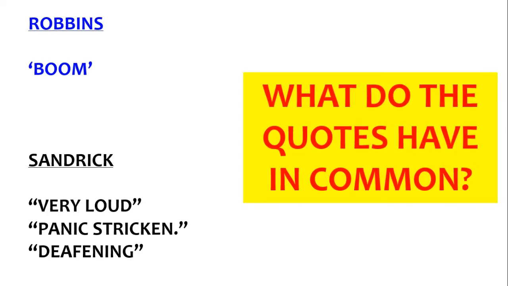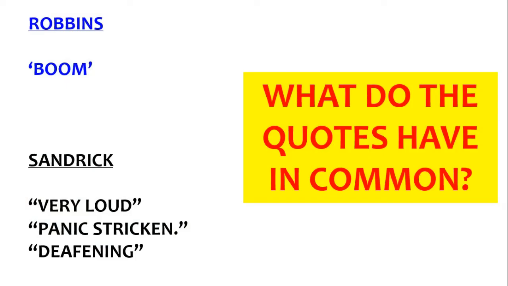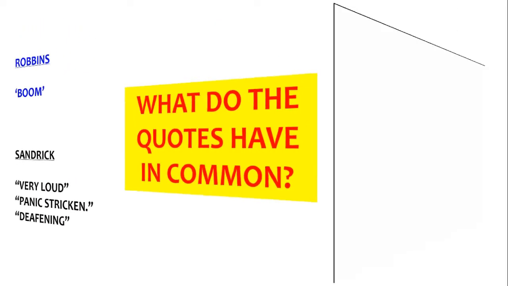I would look at these quotes and ask, what do the quotes have in common? The thing they have in common is they both talk about how loud the sound was. Boom, for example, is almost onomatopoeia, but the word boom basically means something you could hear from miles and miles away. While deafening, again, tells us something is very, very loud. So that's the thing they've got in common. So let's put that into a PE.